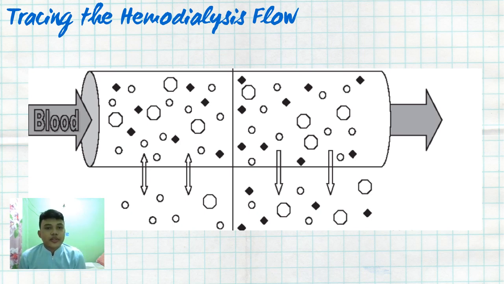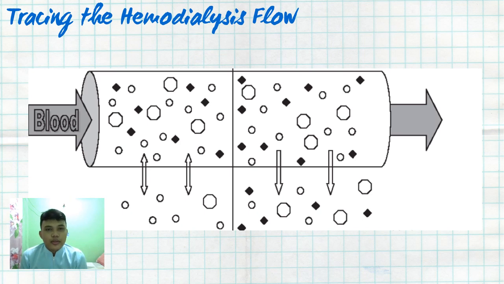The first process is what we call diffusion, where there is an exchange of solutes dissolved in the blood due to the difference in the amount of solutes that are present in the blood. The next process is osmosis, wherein fluids move from higher concentration to lower concentration across the semi-permeable membrane in the dialyzer.